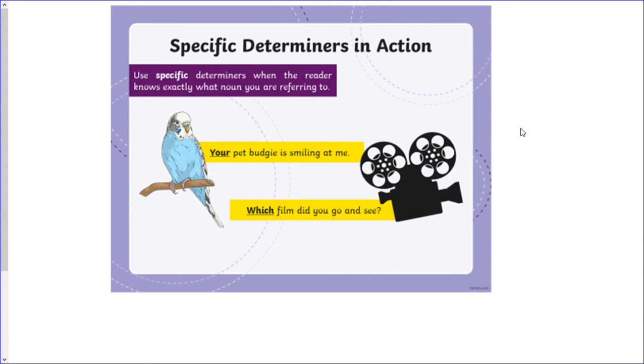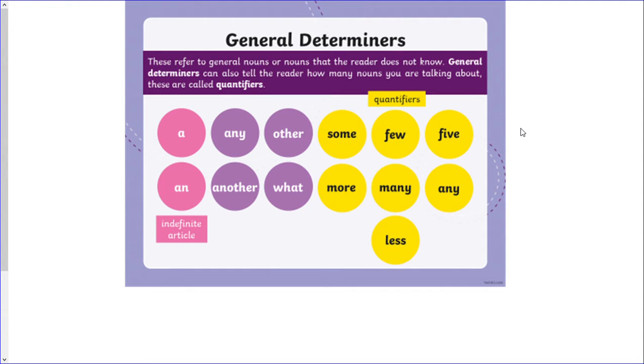For example, your pet budgie is smiling at me. It's specific. It's the person's budgie. Which film do you go and see? They are specific determiners. General determiners then is when you don't know the noun. Okay, it's general. A and an are the most common ones that you can use.